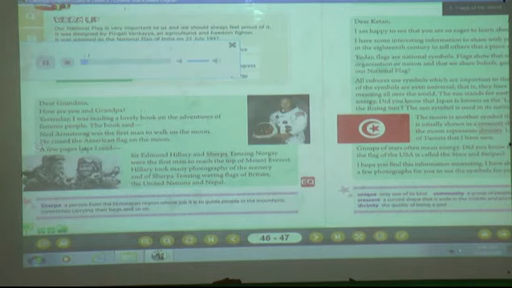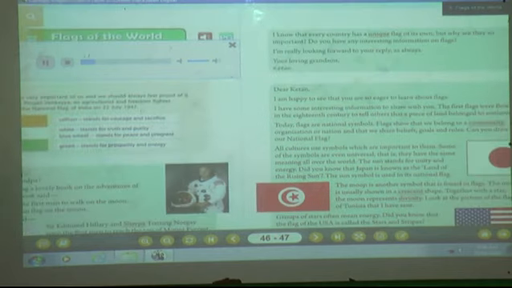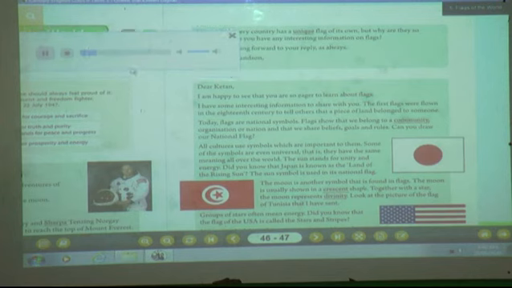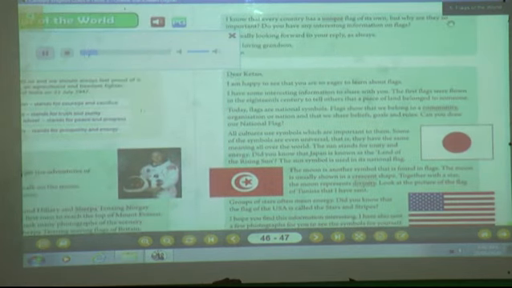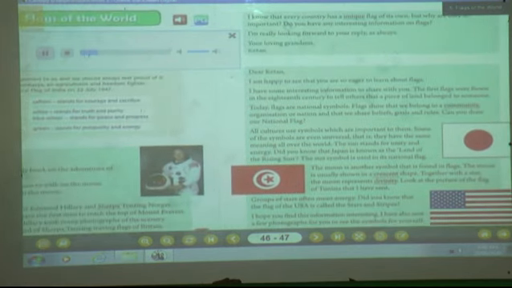A few pages later, I read Sir Edmund Hillary and Sherpa Tenzing Norgay were the first men to reach the top of Mount Everest. Hillary took many photographs of the scenery, and Sherpa Tenzing waved flags of Britain, the United Nations and Nepal. I know that every country has a unique flag of its own, but why are they so important? Do you have any interesting information on flags? I am really looking forward to your reply, as always.